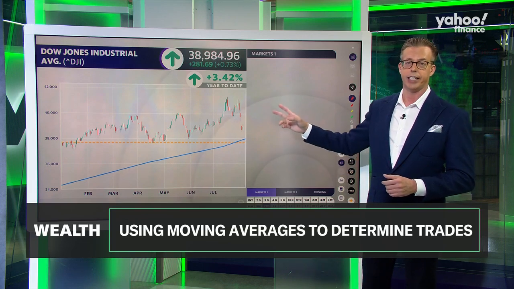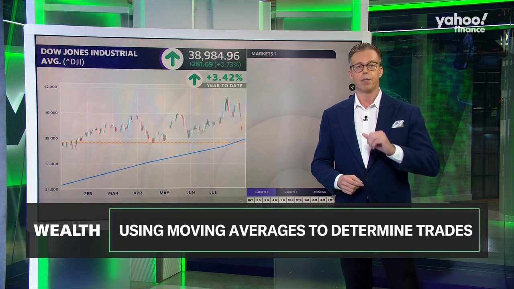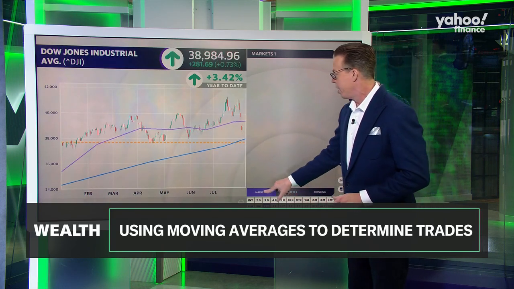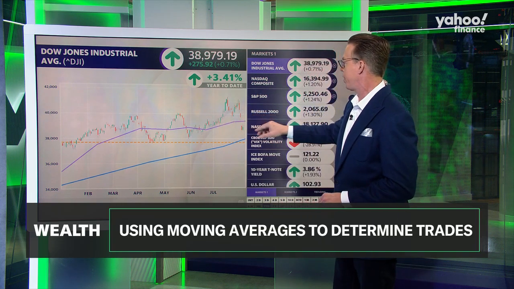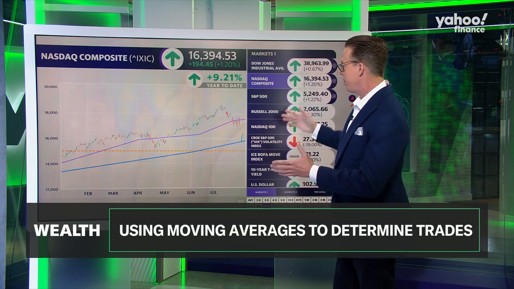So here we have the 50-day to look at. It moves more quickly than the 200-day, and sometimes the two averages are going to cross. And let me show you what that looks like. So here's the 50. You can see it's moving a little bit quicker, that purple line right here, in relation to the 200-day, and sometimes they do cross.